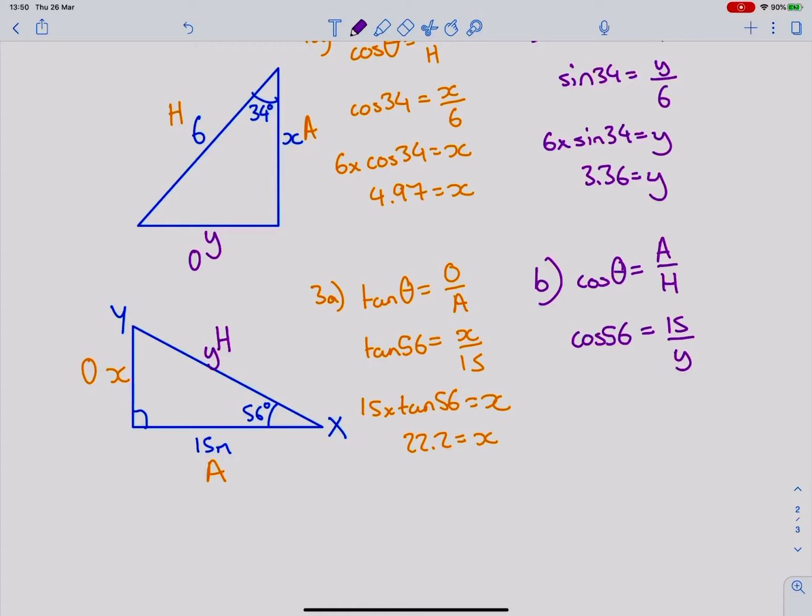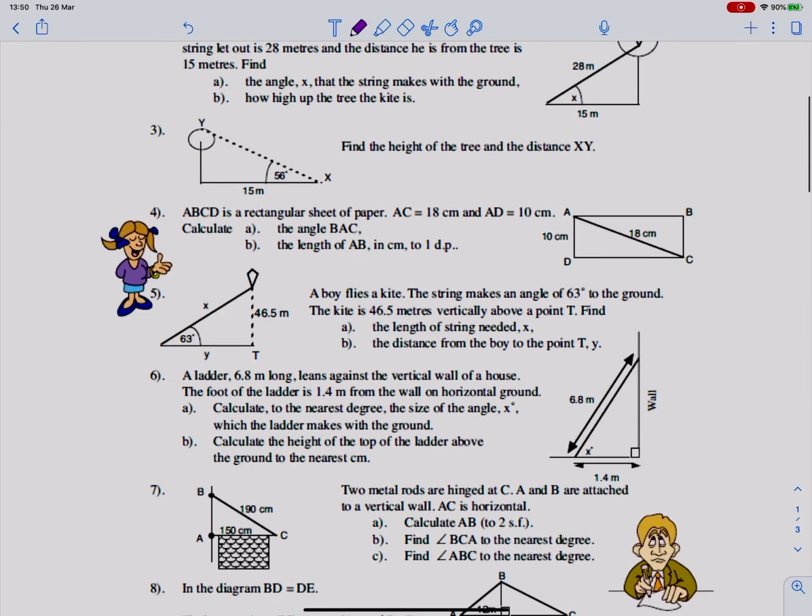Okay, this is one that's a little bit harder to solve. So times by y on the other side, y times cos 56 equals 15. Divide by cos 56 to get y equals 15 over cos 56. 15 divided by cos 56 is 26.8. So the length of x to y is 26.8. So that's how you do question 3.